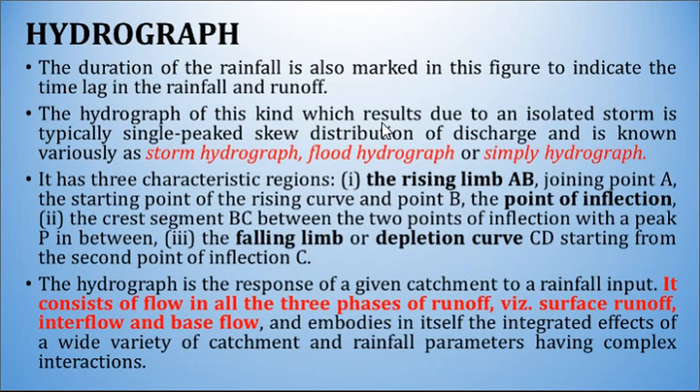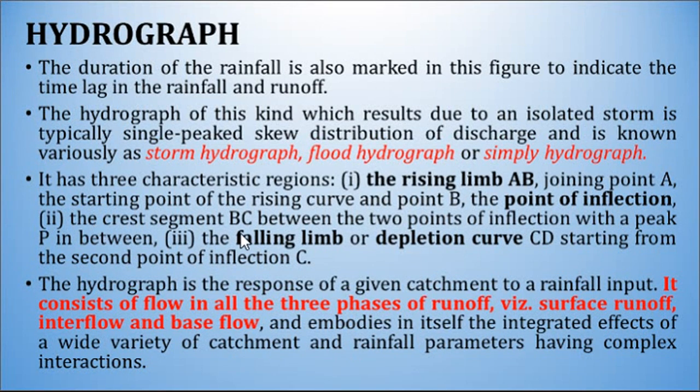Thereafter, the hydrograph of this kind, which results due to an isolated storm, that is a single storm, is typically a single peaked skew distribution of discharge and is known variously as storm hydrograph, flood hydrograph, or simply hydrograph. It has three characteristic regions. First one is the rising limb AB joining the point A, the starting point of the rising curve, and point B, the point of inflection.